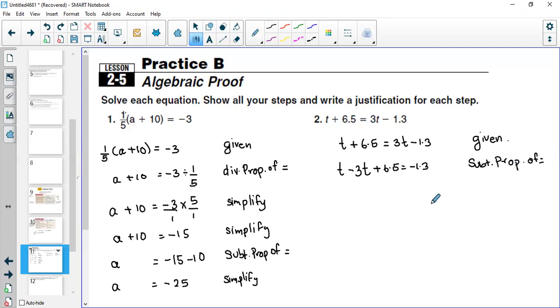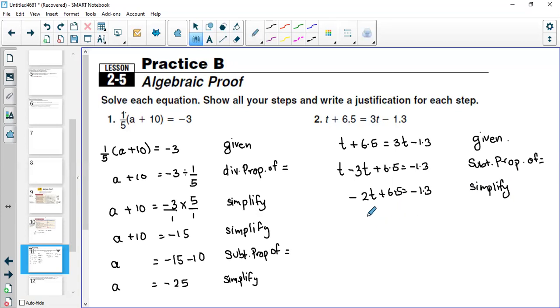Right? So the next one, what am I going to do now? I will not move this unless I solve this. I need to solve this. So how much is t minus 3t? That's going to give you negative 2t. So what did I do in this step? Did I move anything? I did not move anything. I only solved it. So that's called simplify. Whenever you solve something, you say it is simplify.